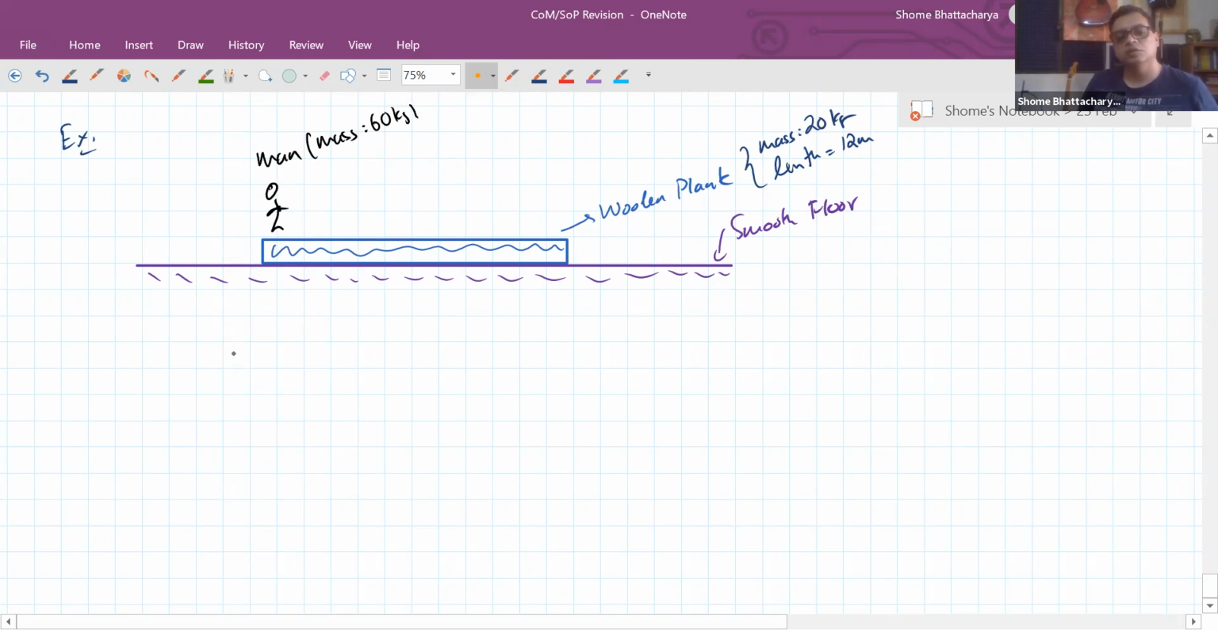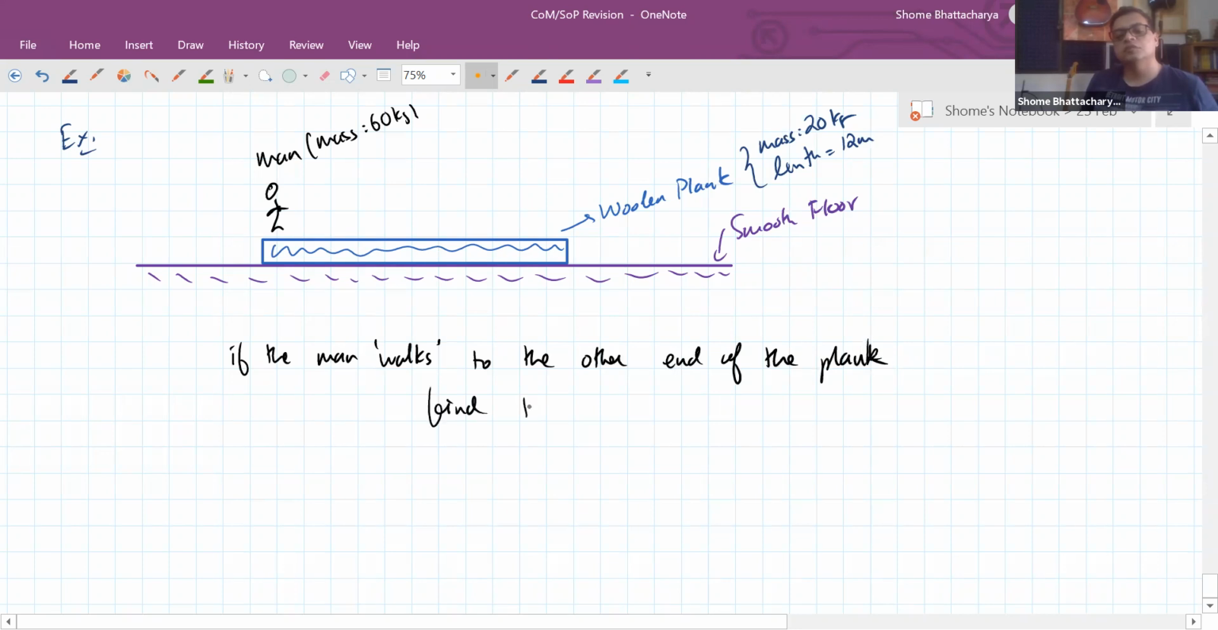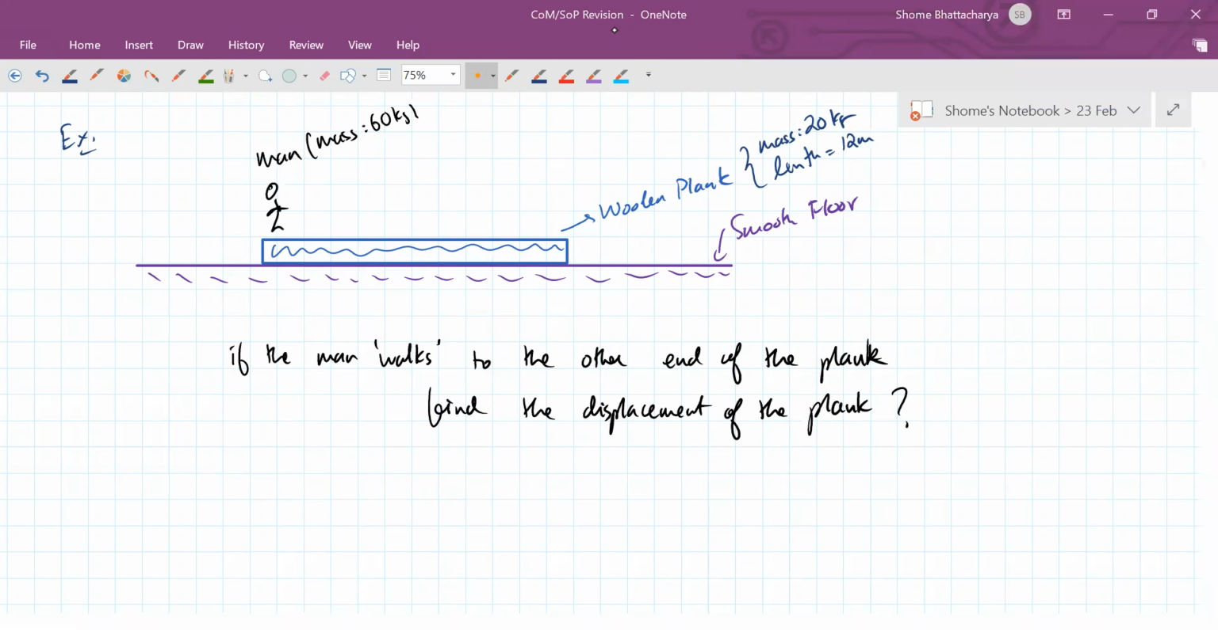Now, if the man walks to the other end of the plank, you have to find the displacement of the plank itself. Okay. So I'll leave you with a minute to go through this question and we'll discuss the solution.